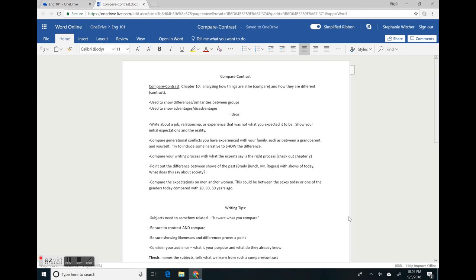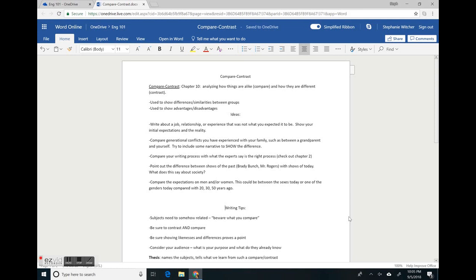But the biggest key that you're being asked to write compare contrast is when you see something asking about differences and similarities. Anytime you see those words, that's a big clue that you're being asked to write compare contrast. Or when you're asked simply to compare or to contrast. So anytime you see a writing assignment that has those words in it, this is the type of paper you're being asked to do.